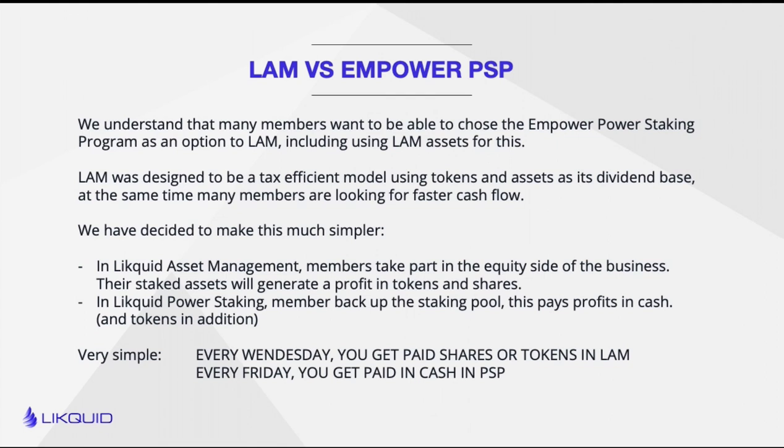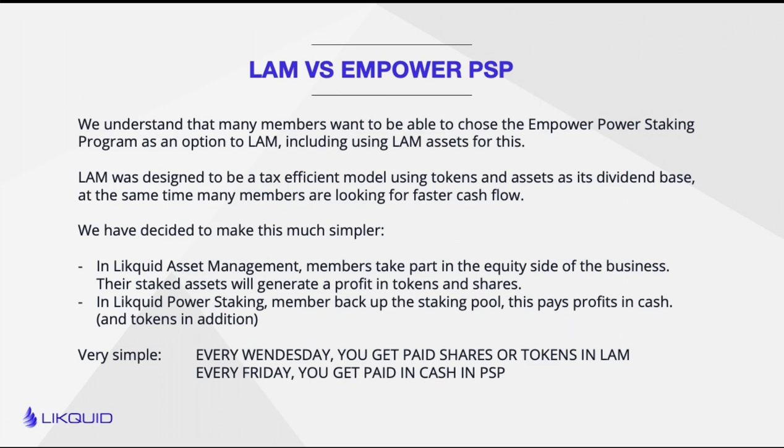So we have actually made it very, very simple. In the liquid asset management, we do the equity side of the business, which means the profit is tokens and shares. This is, as we see, the long-term wealth builder. In liquid power staking, which is the Empower campaign, members back up the staking pool, and this is paid in cash. There's actually, as you know, a few tokens, but it is a weekly cash profit.